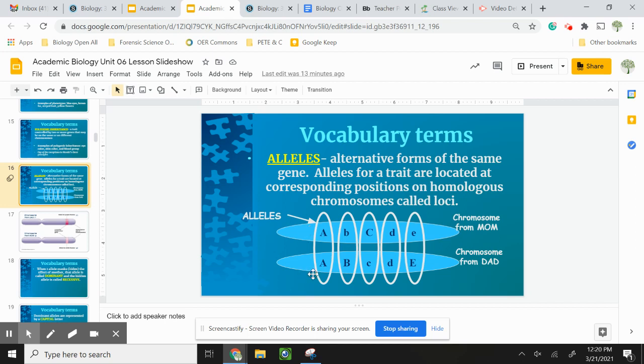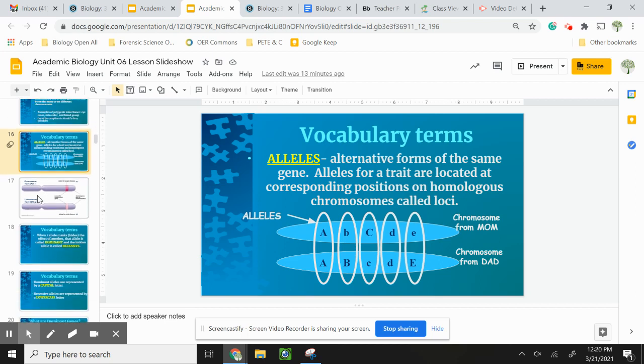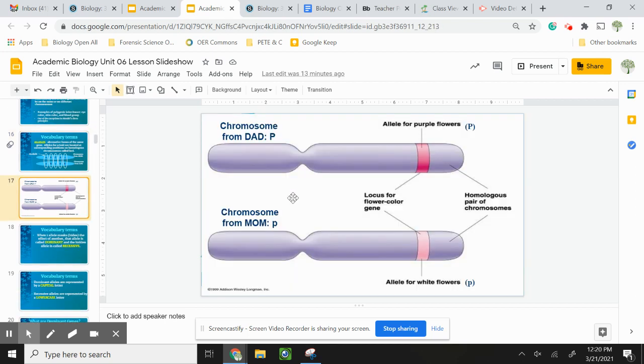Big A allele came from dad. All right, so we're building on vocabulary. Take another look at this here. We've got these homologous chromosomes kicked over onto the side again. We're looking at flowers. This is the loci, also known as locus, for the flower color gene. Dad here, daddy flower, gave a purple allele, big P. Mom flower gave a white allele, little p.